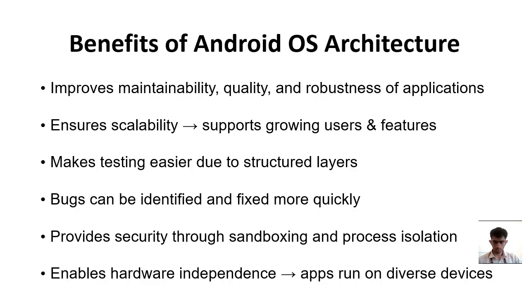Now we're going to talk about the benefits of the Android OS architecture. The Android OS architecture provides several benefits. It improves maintainability, quality, and robustness of apps. Since the architecture is scalable, it supports more users and new features as the app grows. Testing becomes easier and bugs can be identified and fixed quickly thanks to the layered structure. Security is also improved through sandboxing and permissions. Most importantly, hardware independence ensures that apps can run on a wide variety of devices from budget phones to high-end systems.